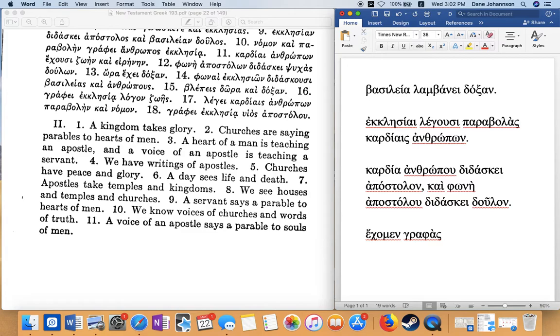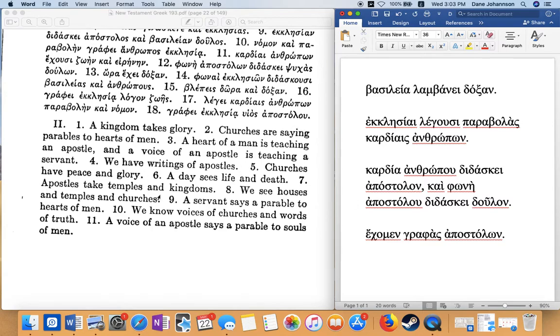Echomen graphas of apostles. So apostolon. Apostolon. That's right, yeah. Apostolon. Echomen graphas apostolon. We have writings of apostles. So genitive plural, ton, apostolon. Excuse me, I'm tired here. All right. We have writings of apostles.